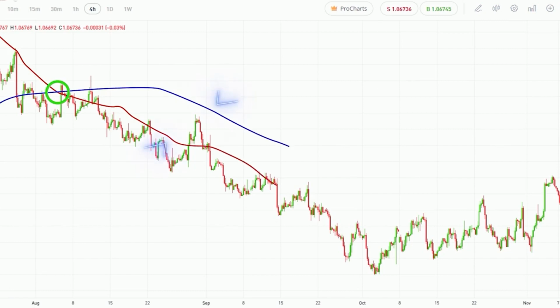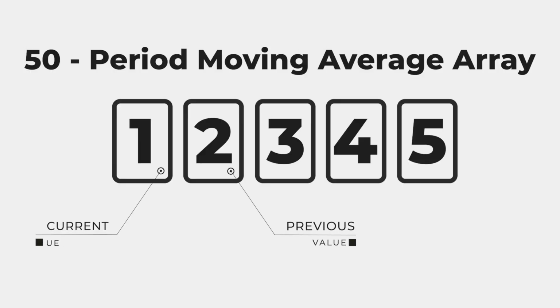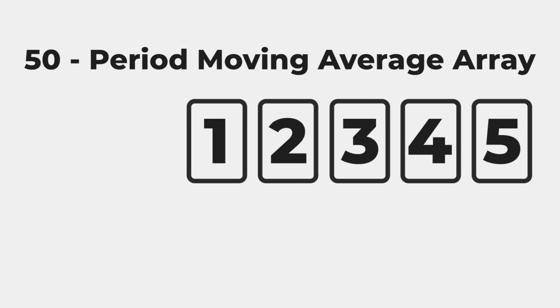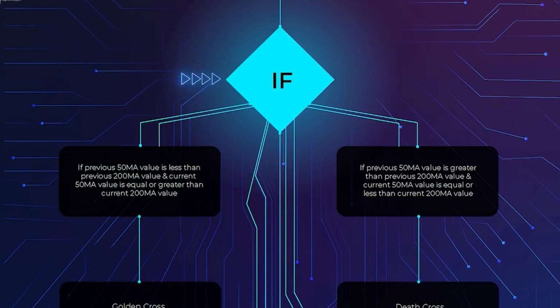So we have our 2 moving averages, and we'll add the values of these 2 into 2 different arrays. We'll analyze the 2 most recent values of both of these arrays. Let's call them the previous MA50 and the previous MA200, as well as the current MA50 and the current MA200. Right at the center, we have the big if statement. This is where the action happens.